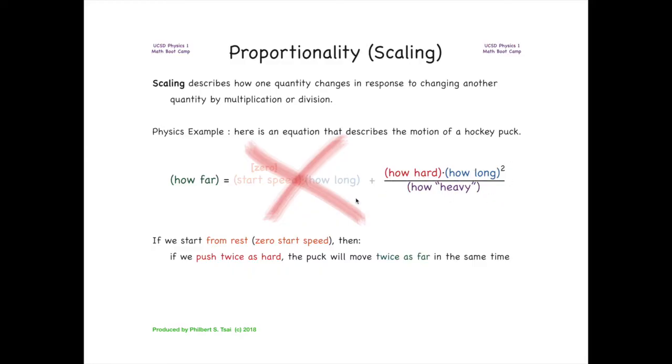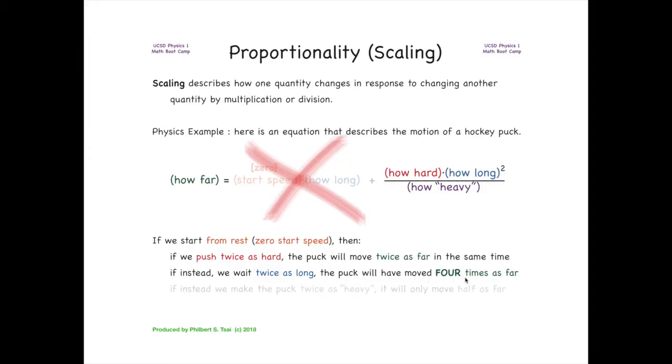So if we push twice as hard, the puck will go twice as far in the same amount of time, assuming the puck does not change its weight. Instead, we could change how long we push the puck for. If we don't change the force and we don't change how heavy the puck is between different experiments in this scenario, then this ratio becomes our proportionality constant k. And our equation now tells us that we have a quadratic scaling: the observed variable is equal to a proportionality constant times our changing variable squared.